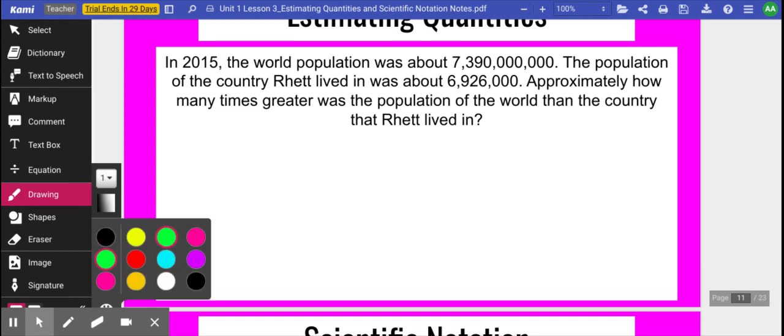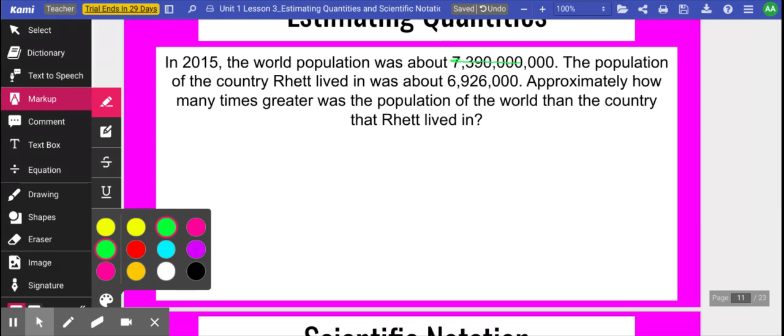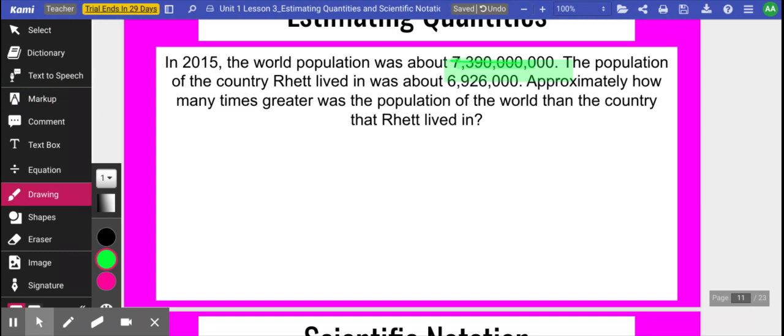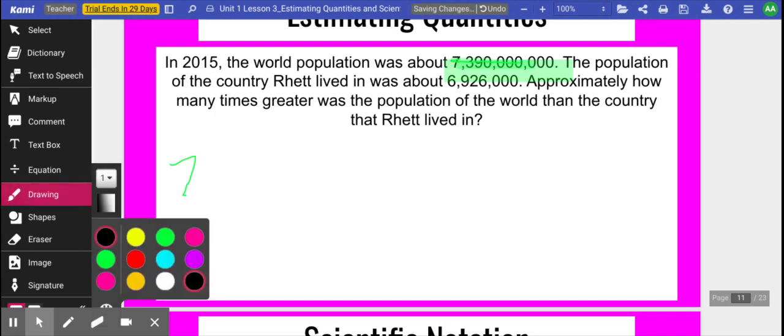The population of the world is 7 billion and 7,390,000,000. So if I rewrite that as a single digit times a power of 10, my decimal is understood to be at the end of this number. So I would have 7 times 10. Let's see how many places I needed to move my decimal to create that single digit. I have 1, 2, 3, 4, 5, 6, 7, 8, 9. So I have 7 times 10 to the ninth.